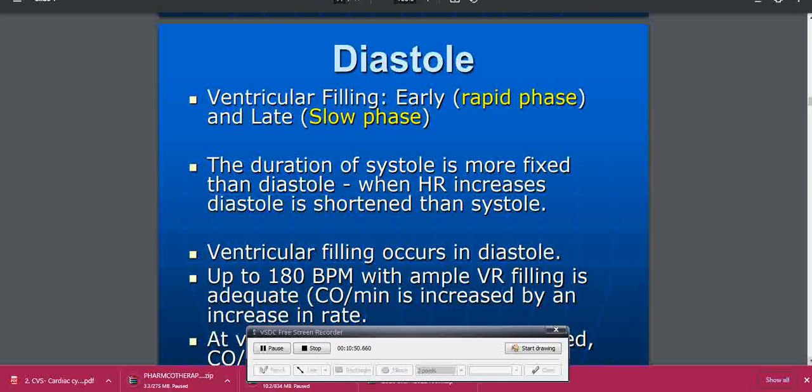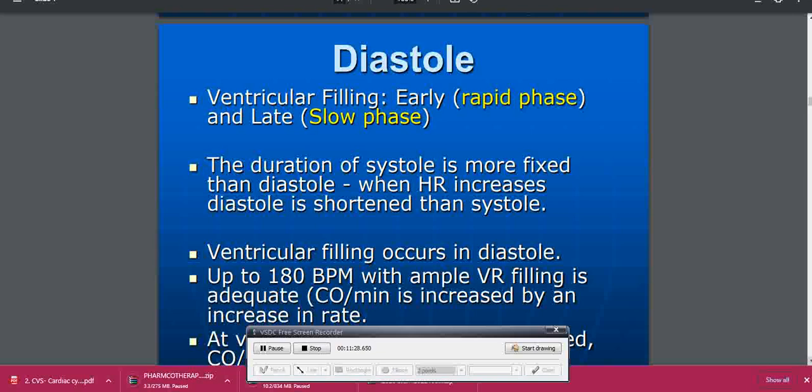Let's talk about diastole. During diastole, we have ventricular filling, and in ventricular filling we have the early and the late phase. The early phase we can also call the rapid phase, and the late phase we call the slow phase. Now, the duration of systole is more fixed than diastole. So when the heart rate increases, diastole is shortened more than systole, because systole is more fixed. Systole remains fixed, but what is variable is diastole. So when the heart rate changes, diastole is either shortened or increased.